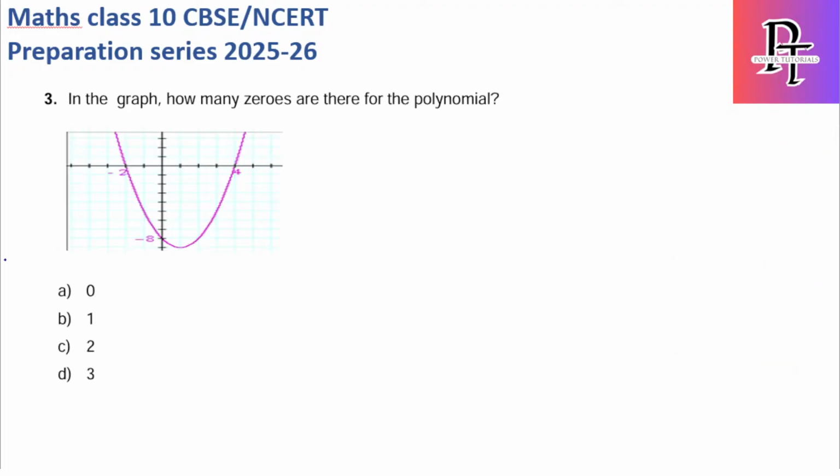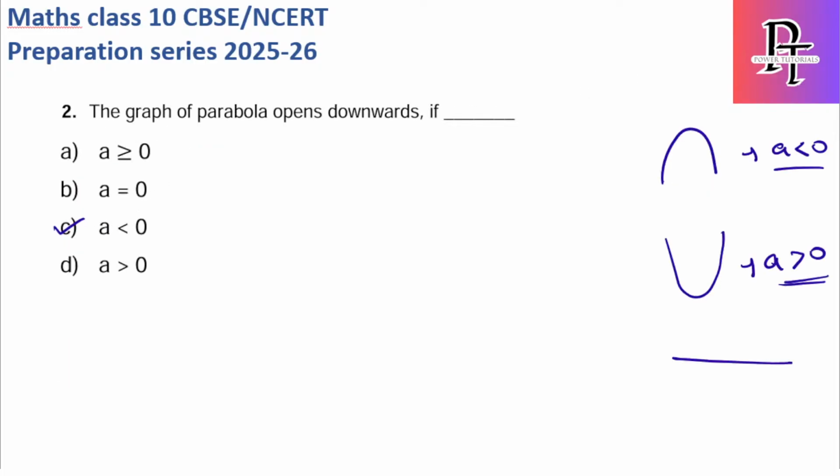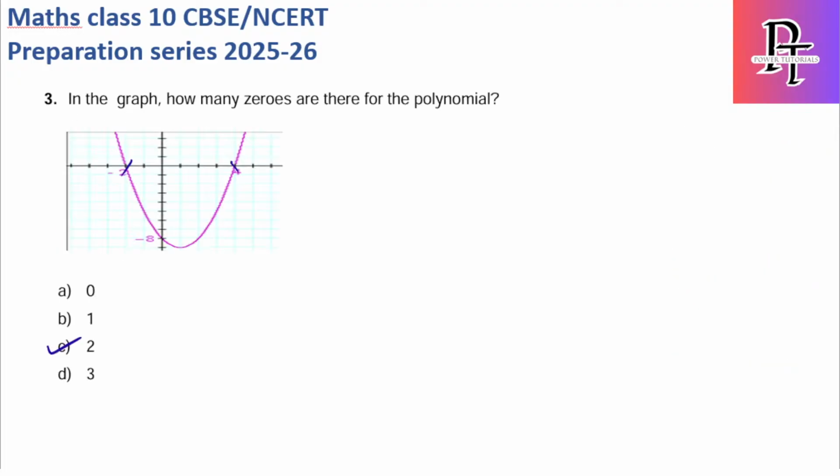Let's see the third one. In the graph, how many zeros are there? Zeros are nothing but the points where the graph touches or intersects the x-axis. So here you can see it is touching at this point and this point. So the total number of zeros is 2. And what are those zeros? Counting along the axis, minus 2 and 4 are the zeros.